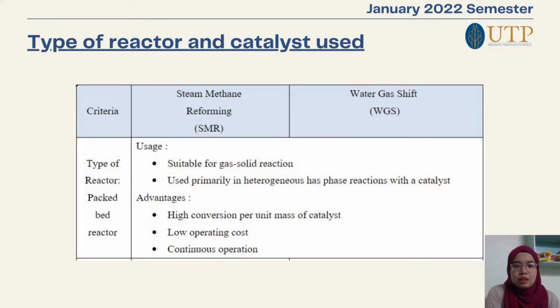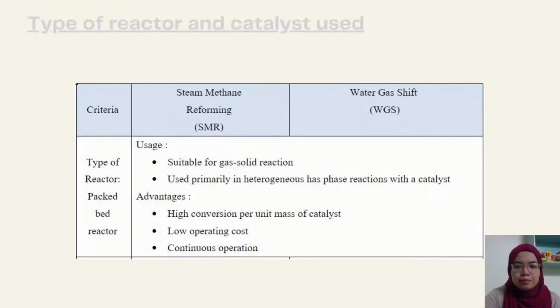For the type of reactor used in the steam reforming process and water gas shift process, the type of reactor used is a packed bed reactor. The usage of a packed bed reactor is suitable for gas-solid reactions and is used primarily for heterogeneous phase reactions with catalysts. The advantages are high conversion per unit mass of catalyst, low operating cost, and continuous operation.